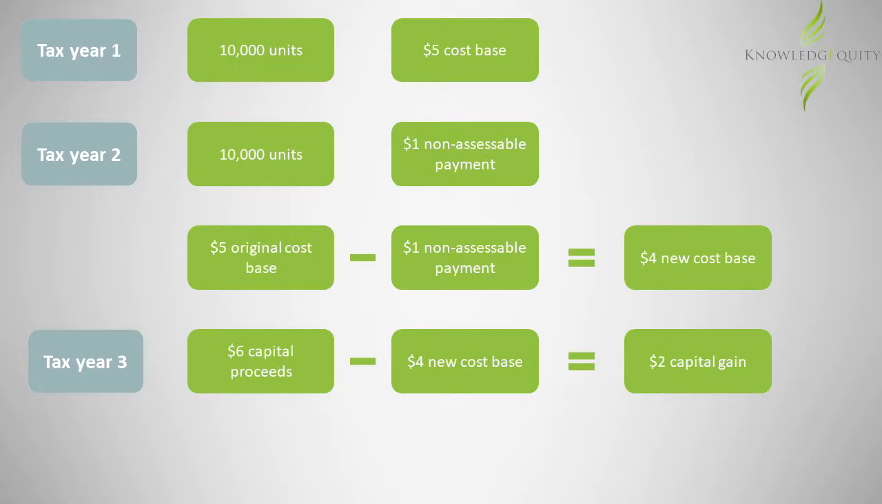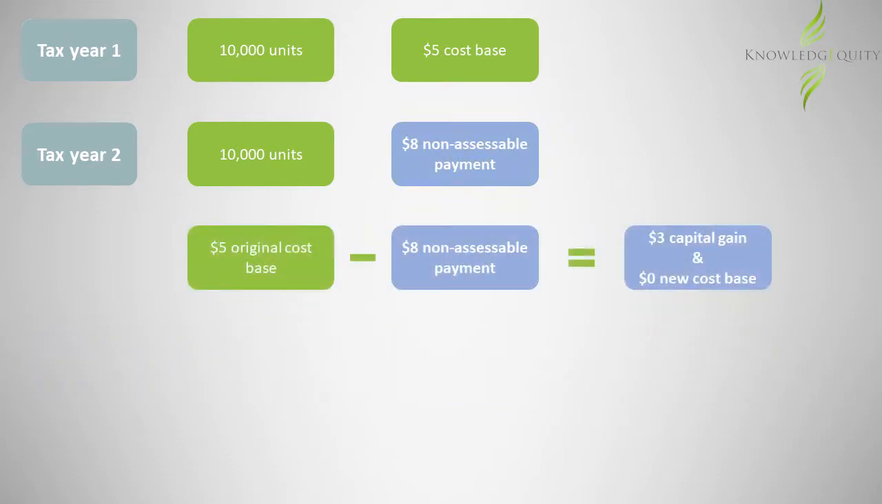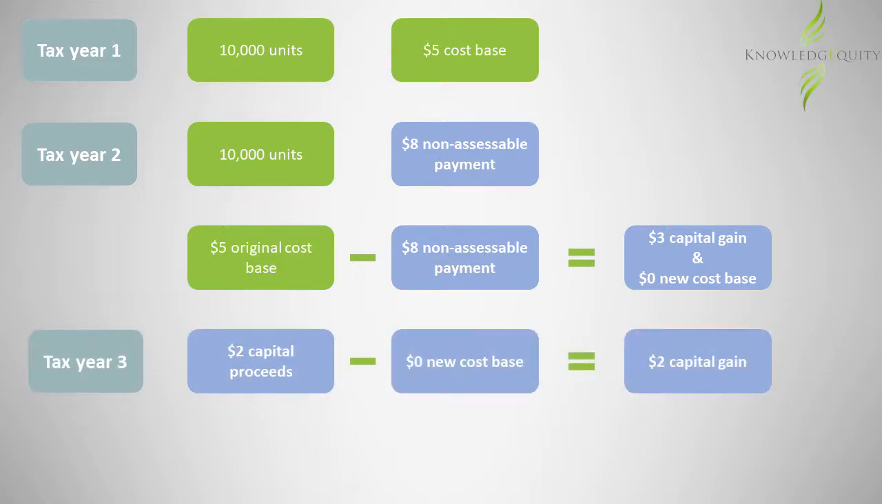If the non-assessable payments made to Jane during tax year 2 had actually totalled $8, then Jane would have made a capital gain of $3 in that tax year. Further, Jane's cost base and reduced cost base for the units would be reduced to 0. If Jane subsequently sold the units in tax year 3 for $2 each, the capital proceeds would be more than the nil cost base, and she would make a capital gain of $2 per unit in that tax year.